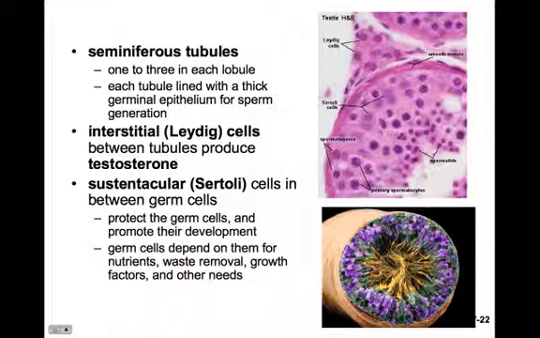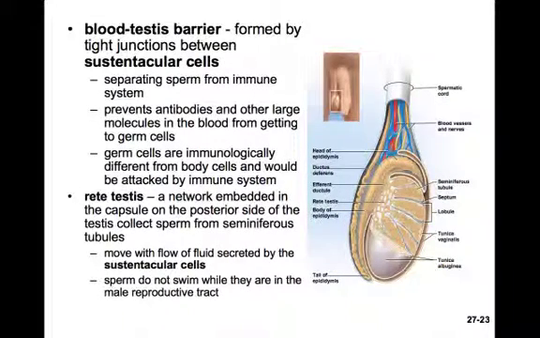The Sertoli cells, or the sustentacular cells, protect the germ cells and promote their development because these germ cells need to develop after meiosis into fully mature sperm by the process of spermiogenesis. The germ cells depend on the Sertoli cells for nutrients, for waste removal, for growth factors, and several other needs. The sustentacular cells form the blood-testes barrier.